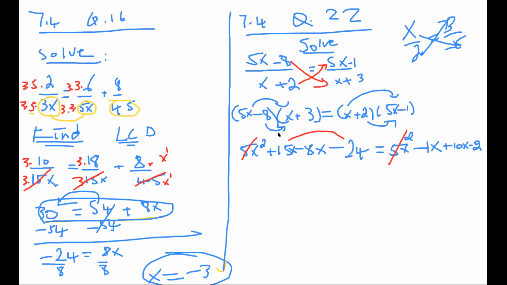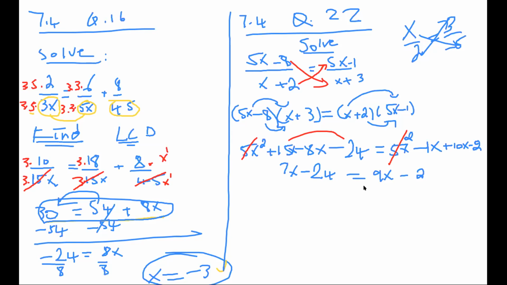What do we do here? So it would be 7x minus 24 equals 9x minus 2. 7x minus 24 equals 9x minus 2. Exactly. We're doing it right. What do we do now?